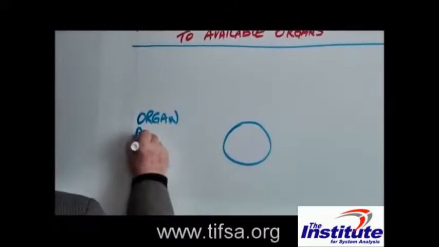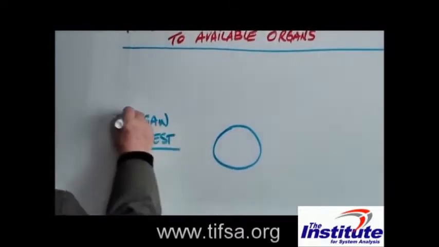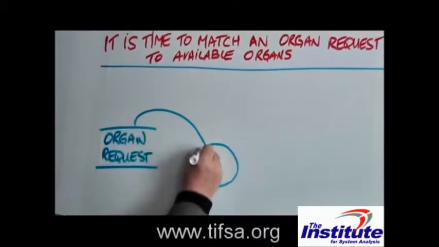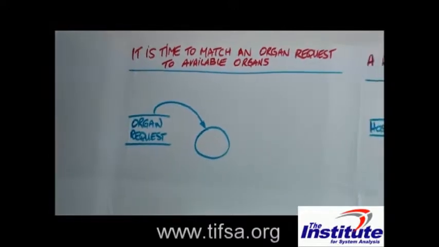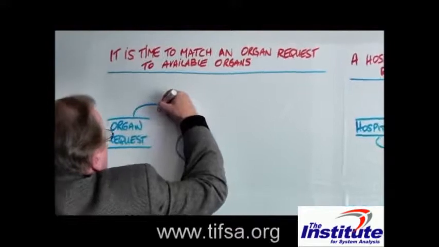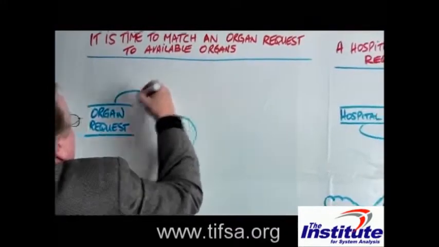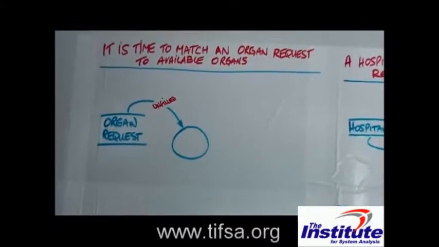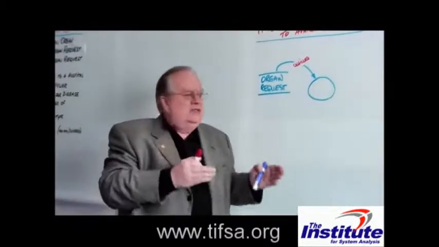I'm going to put organ request here as an object. Remember, we received the organ request from the hospital. And I'm going to find the next available unfilled organ request. And I'm going to put unfilled here. So how do I know that it's the next available? Well, I'm going to base it on the time that we received it.